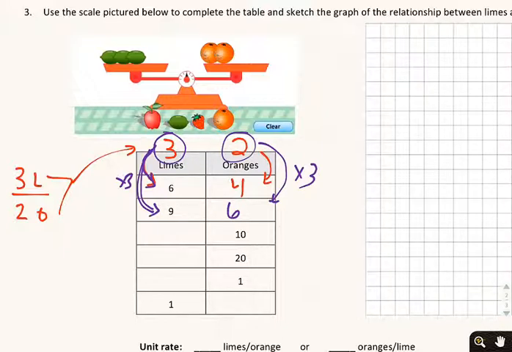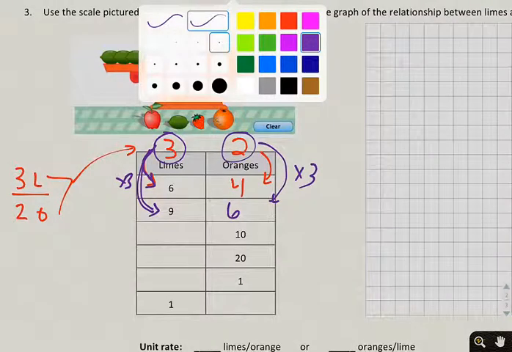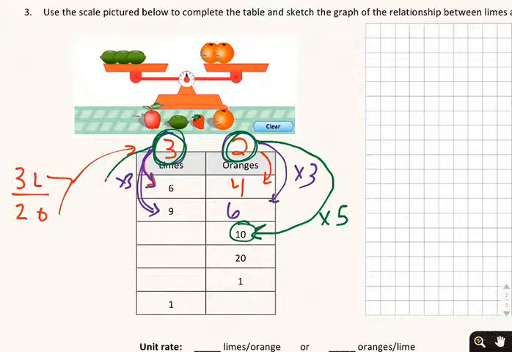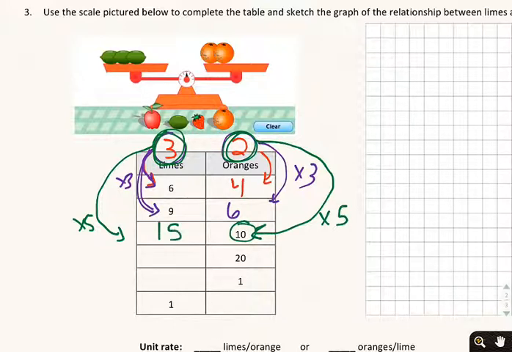I'm going to erase a little bit here. Well, actually, let me just go to a different color. So that's how we're actually going to figure out to 10. So check this out. If we go from 2 and we bump it all the way to 10, that's a times 5. So on the other side, we're going to have to do the same thing. 3, bump it all the way to times 5. Okay, and 3 times 5 will give us 15.